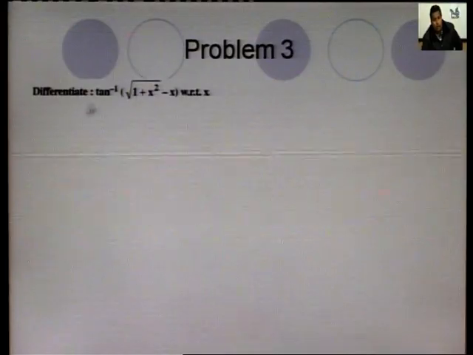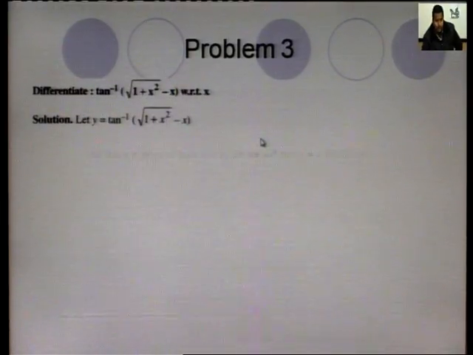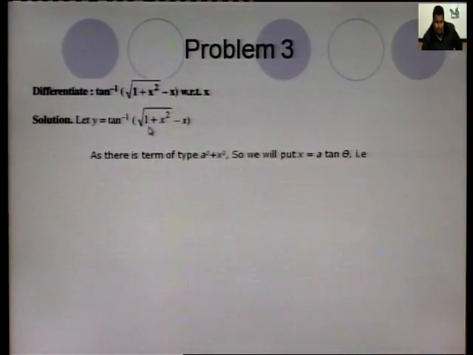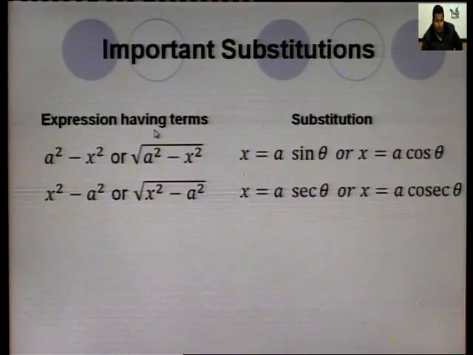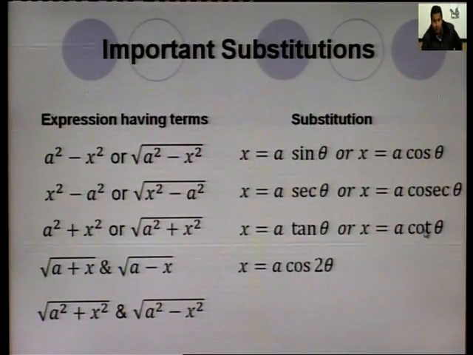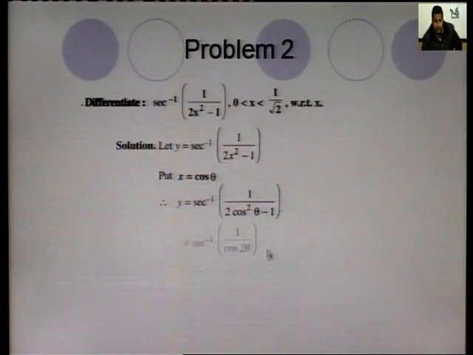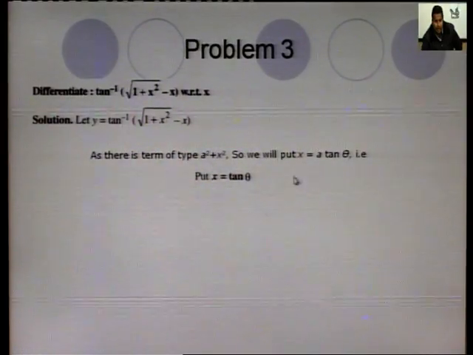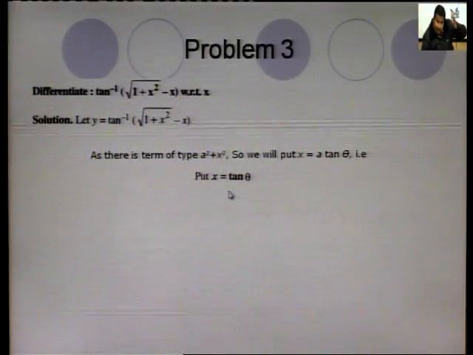Now another question is there, tan inverse of root of 1 plus x square minus x. We have to do the derivative with respect to x here. Now see inside, this is 1 plus x square, a square plus x square. Now which type of term is involved? A square plus x square. Now you see a square plus x square under the root. So the substitution will be either x equal to a tan theta or x equal to a cot theta. We will put x equal to a tan theta here. Because a is 1, put x equal to tan theta.